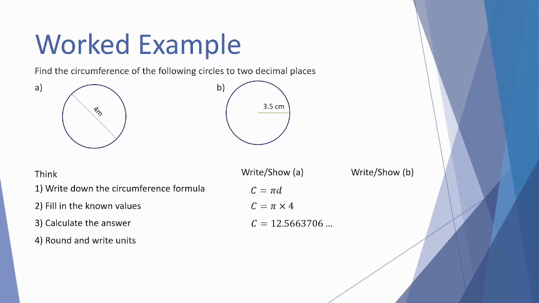Now it says to 2 decimal places, so I'm going to round this. Now I can see that it's going to be 12.5 something. Now that 6 we need to round up because the 3rd decimal place is a 6. So I round that to 12.57 meters.